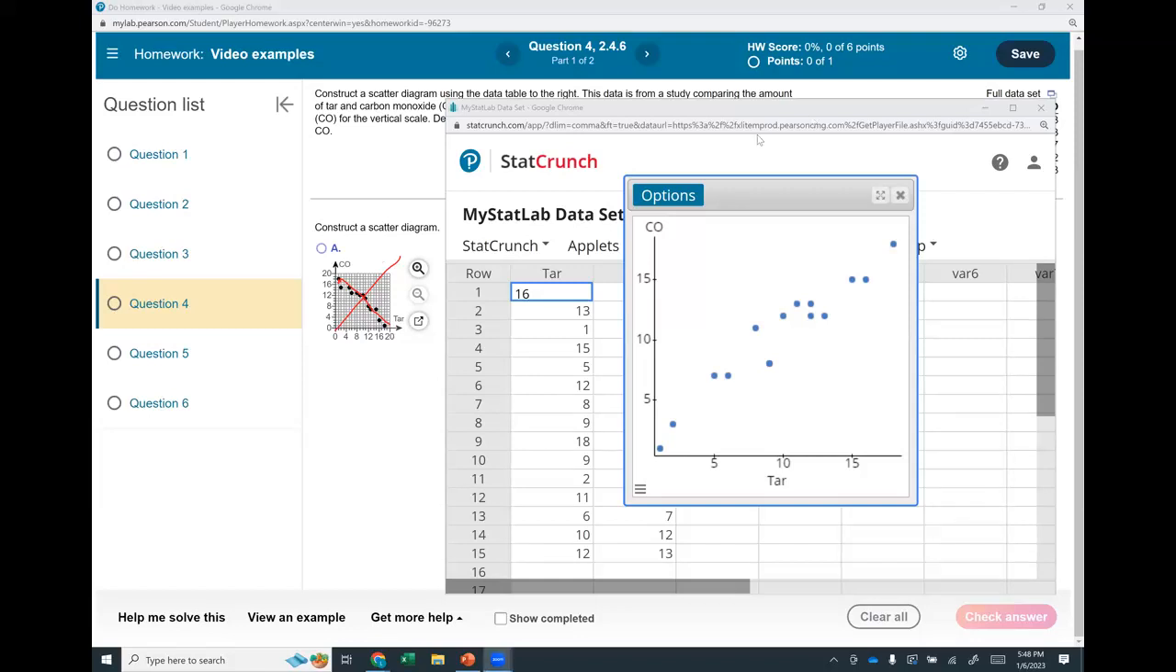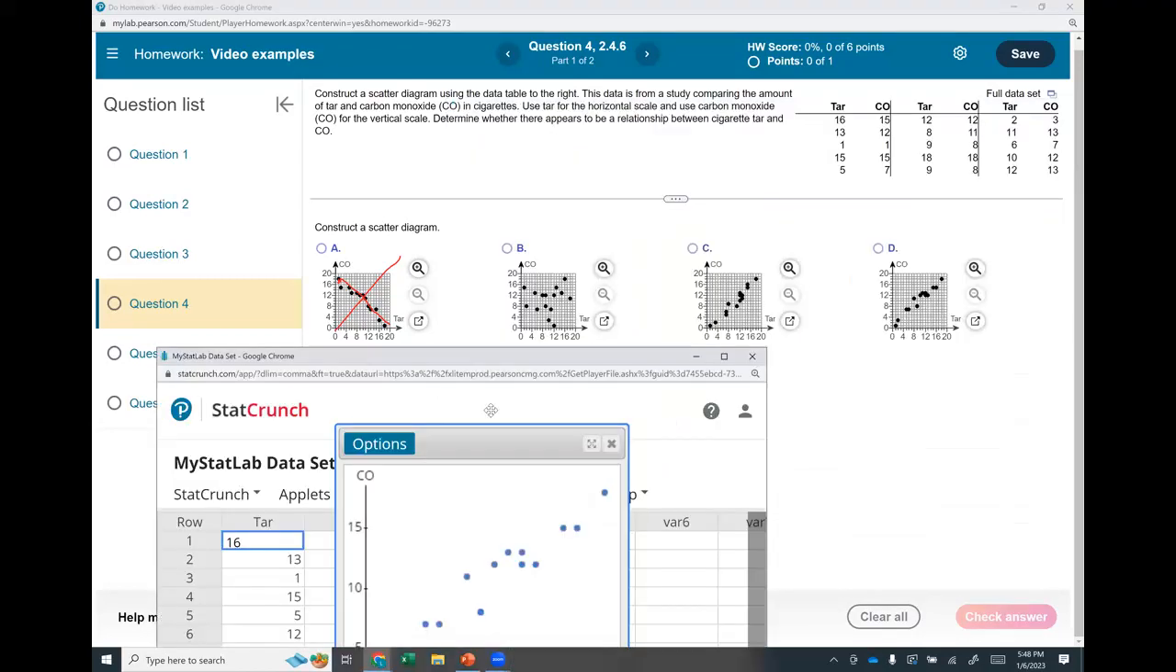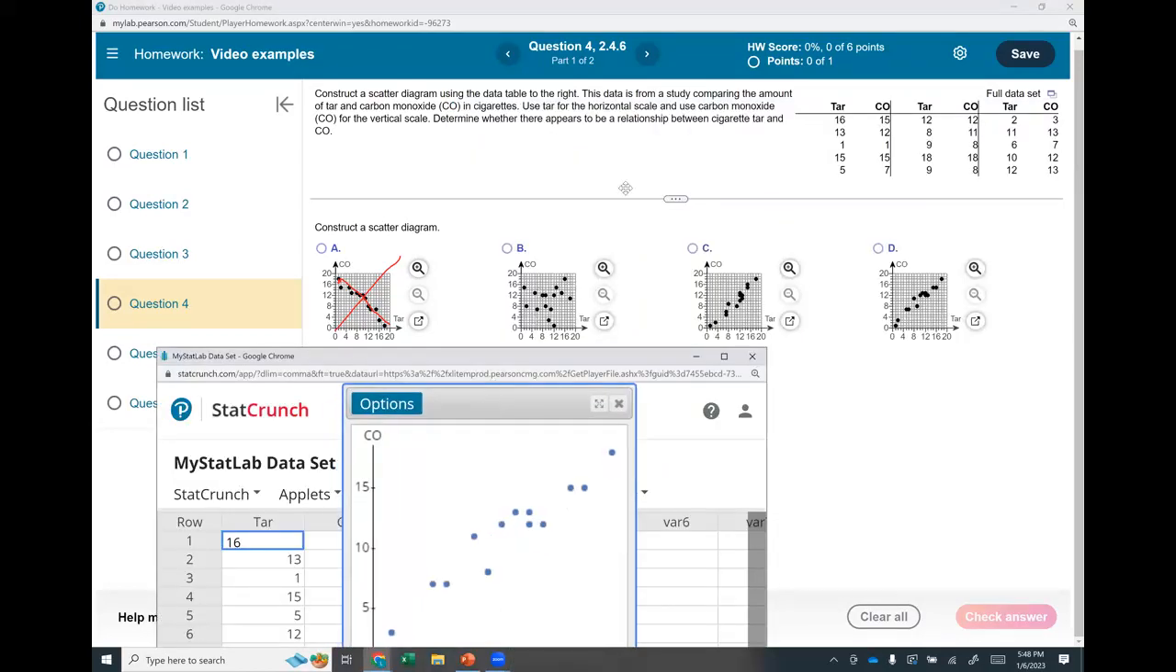Let's see what else we have here. We have B. It's so not B, right? Because B is just going all over the place. I don't have any kind of pattern that looks like B. So let's cancel B away. Now, C and D both have possibilities.